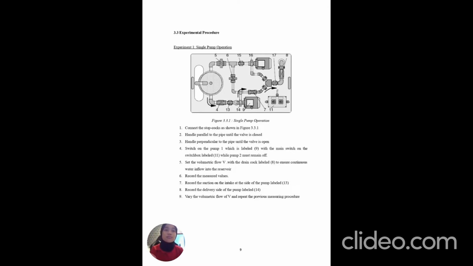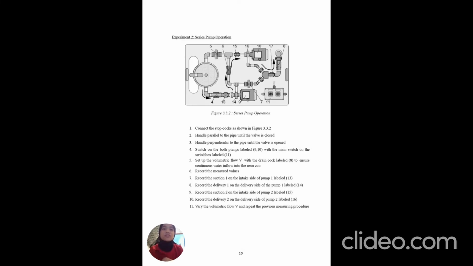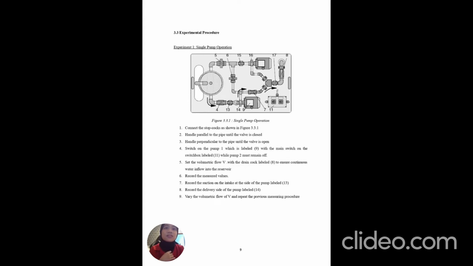After that, we record the measured values, which are the suction on the intake side of the pump and the delivery on the delivery side of the pump. After that, we vary the volumetric flow and repeat the previous measuring procedure. So this is for the series. The steps are the same as for the single pump.